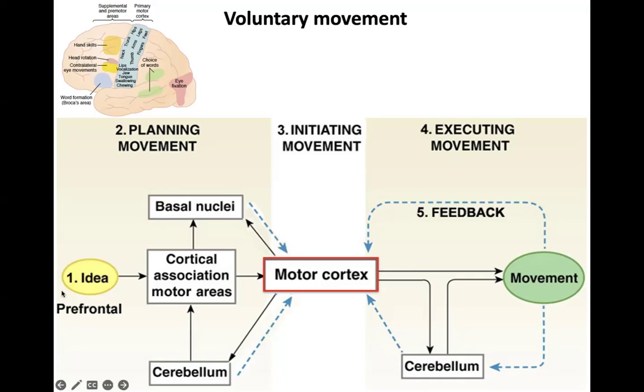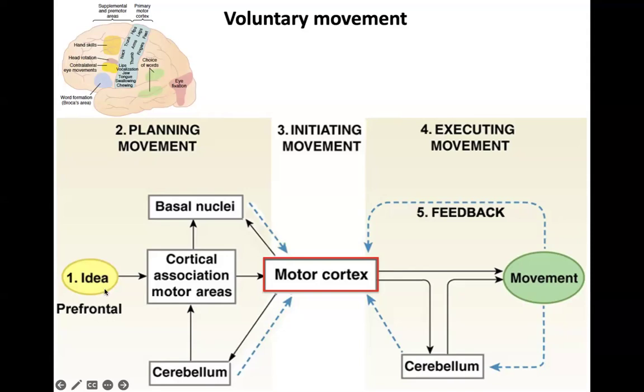Starting with first, idea development, right? Voluntary, as its name says, you need to know what you want to do, right? You want to move your finger, you want to move your leg or your arms, right? And those ideas are developed mostly in the prefrontal cortex, right? The frontal area of your brain. Basically, it determines what you want to do, right? It's the area of thinking, which we spent one lecture on. The planning, the decision making, those kinds of things are in this area, right? So that's the idea development.